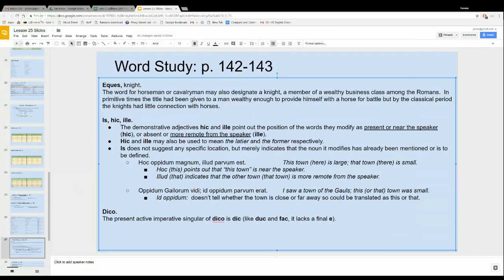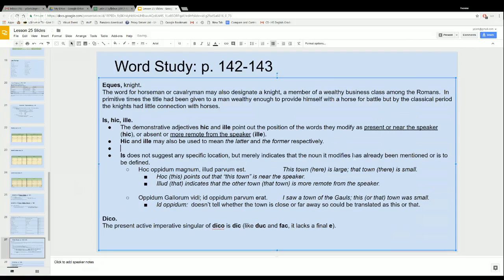Now, let's look at hic and ille. They may be used to mean the latter or the former, respectively. Do you guys know the difference between the latter and the former? No? All right. So we're going to give an example of this.